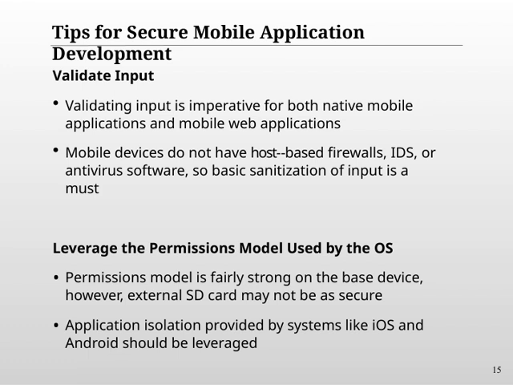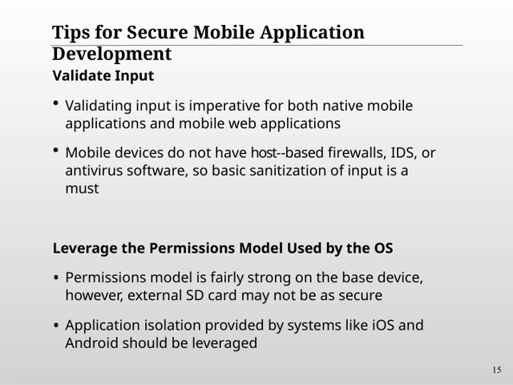Next, let's consider leveraging the permissions model used by the operating system. The permissions system on devices like iOS and Android is actually quite strong and provides a solid foundation for security. However, it's important to remember that external storage, like SD cards, may not always be as secure. So, we should be cautious when handling data stored outside the main device memory.